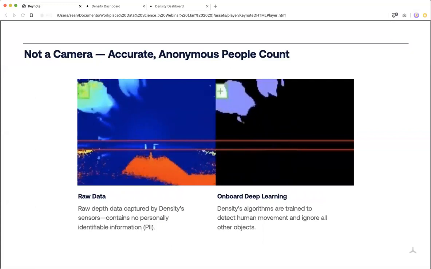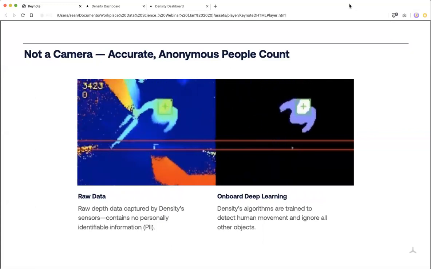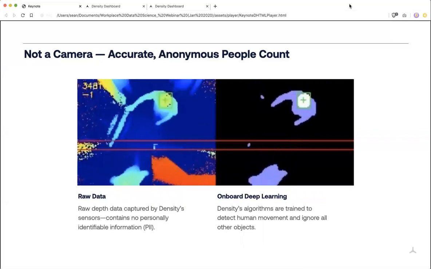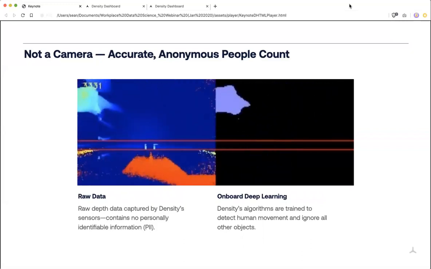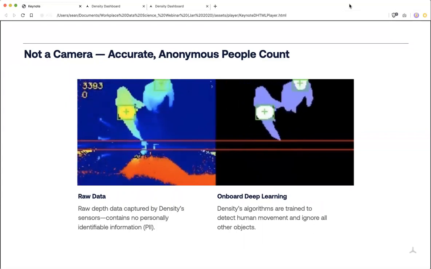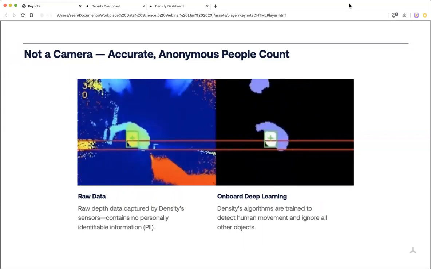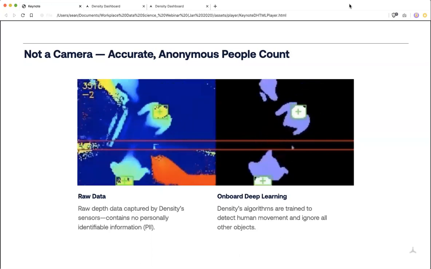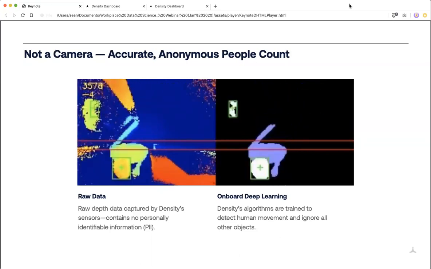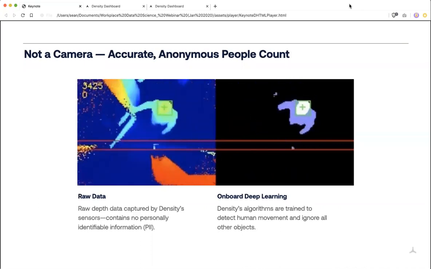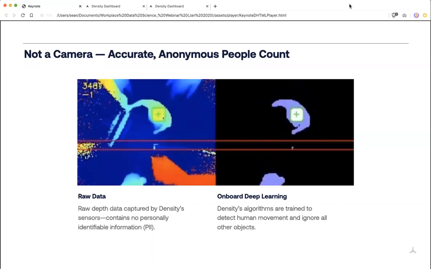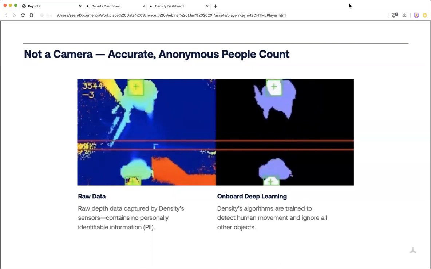So what you want to be doing is you need to know how many people are using different spaces and make sure that you can measure the spaces that matter to you. So our approach at Density is that we are not a camera. We have accurate anonymous people count that is, as you can see here, as people are entering and exiting the threshold, the actual computer on the device, it's using computer vision and algorithms to say, okay, that is a human walking in, and it ignores everything else.